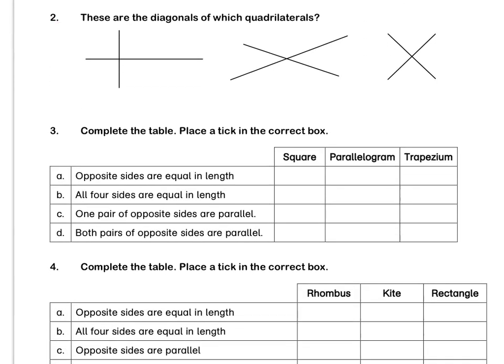Question 2. These are the diagonals of which quadrilaterals? Let's do the first one together. If I join up the shape, we see that this is a kite. Do the same for the other 2 diagonals. Pause this video to do so.